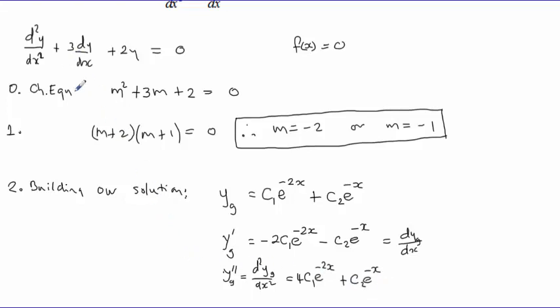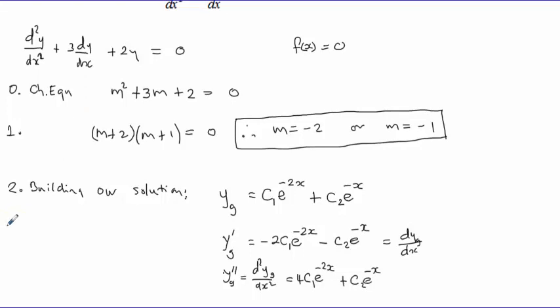Now substituting in this, we're going to substitute as follows. Let me just try to squeeze this solution here. First thing here, we've got 2 times y, which is 2 times this. We write here 2c1 e to the power minus 2x, sorry, plus 2c2 e to the power minus x.